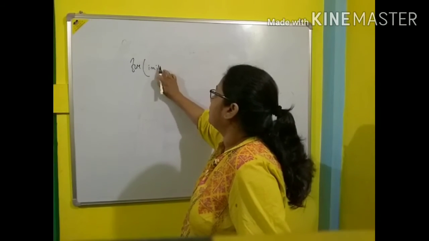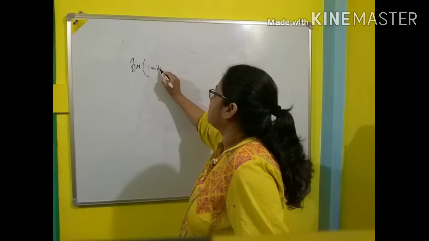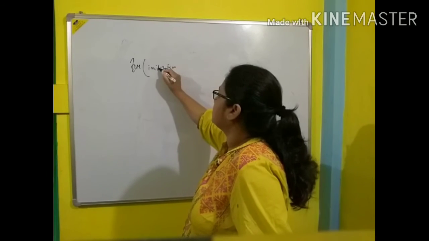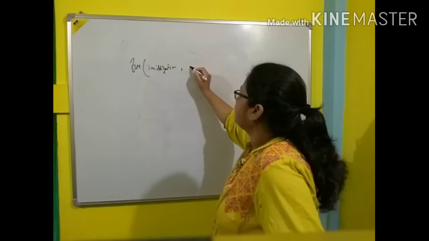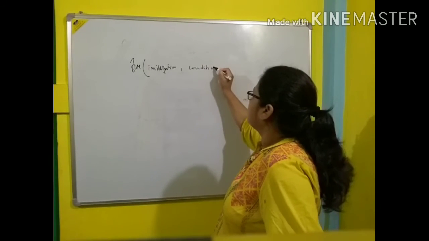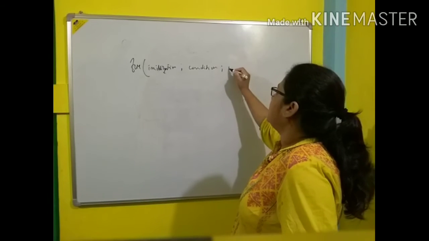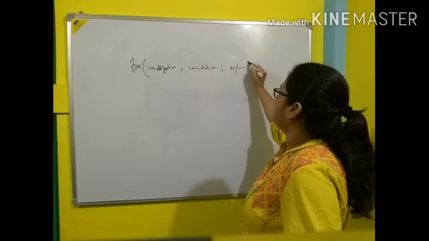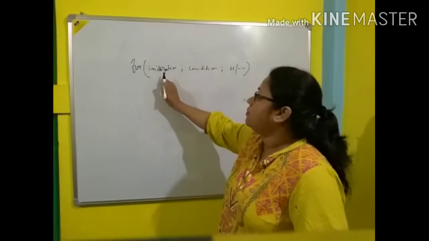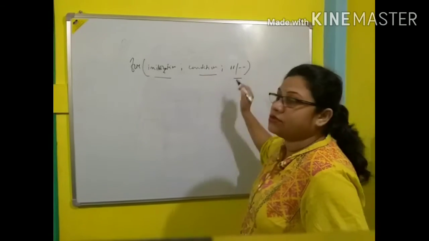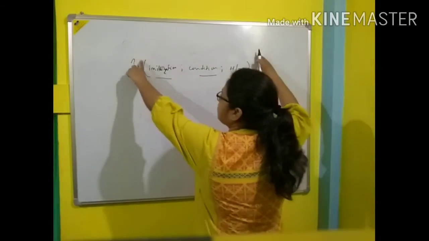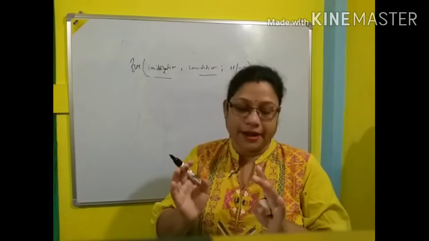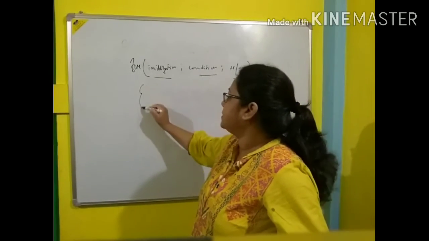initialization, condition, increment or use of decrement operator. Here I am using the symbols. So in the loop body, the initialization, the condition, and the use of the increment or decrement operator are put inside the for loop scope together. And here this is the body of the loop.